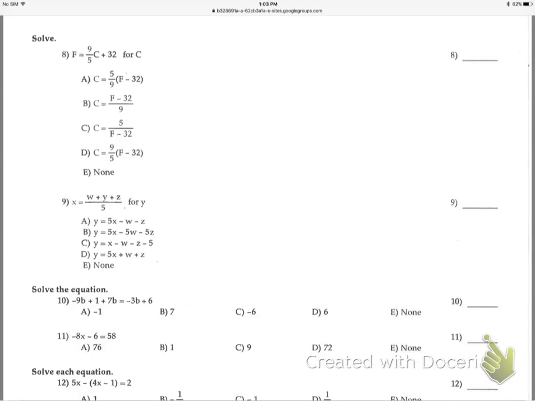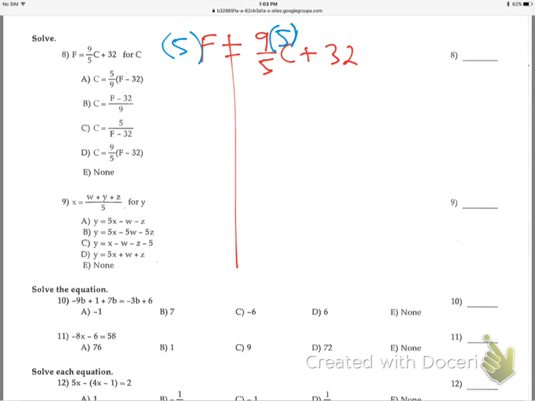Okay, 8's weird because they wrote the answer weird. So here we go. F equals 9/5 C plus 32. We're supposed to solve for C. And so what are we going to do? We got a denominator. Same old thing. What do you do when you got a denominator? Kill it. Multiply everybody by that denominator. Like that. And it cancels right there.